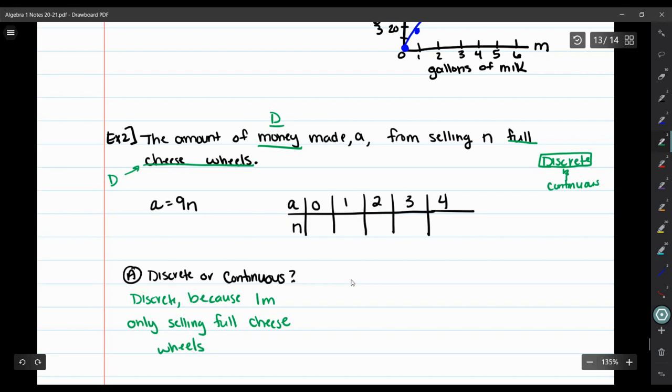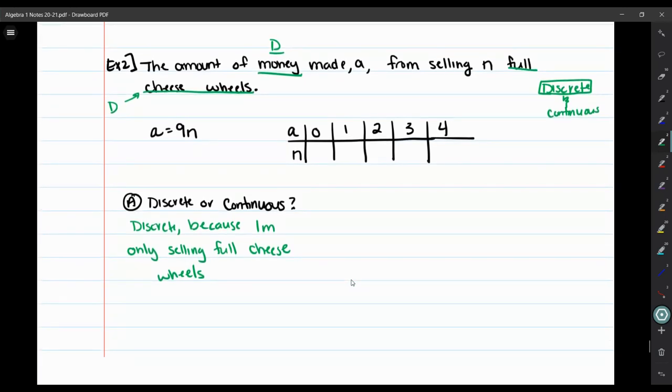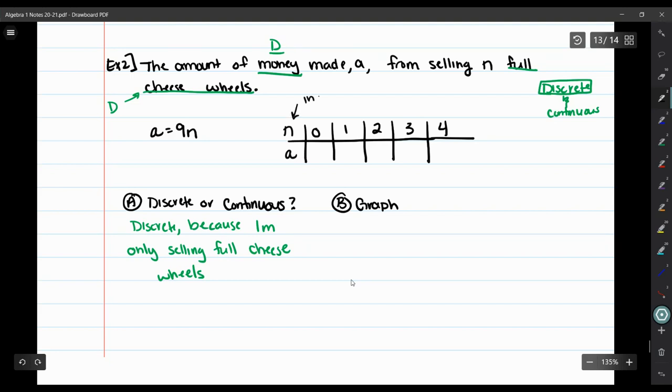Now again, we're going to graph it. So we're going to use our table and our equation to help us graph. So we're going to need to substitute in the values to find out how much money we're making. Oops, these are backwards. So let's talk about why these are backwards. The number of cheese wheels controls the amount of money you make. So the cheese wheels is the independent. So that's why they were backwards.